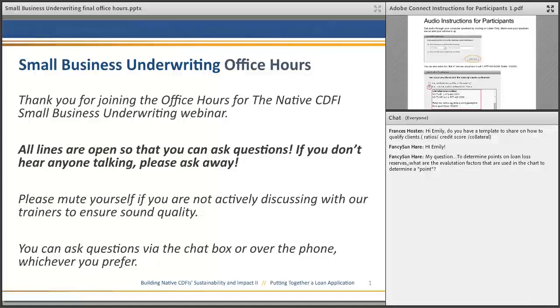All right, Fancy Son has a question. To determine points for loan loss reserves, what are the evaluation factors that are used in the chart to determine a point? So every CDFI is going to develop their own scoring matrix, and we will share a sample of that in our Dropbox, as Francis was asking about earlier.